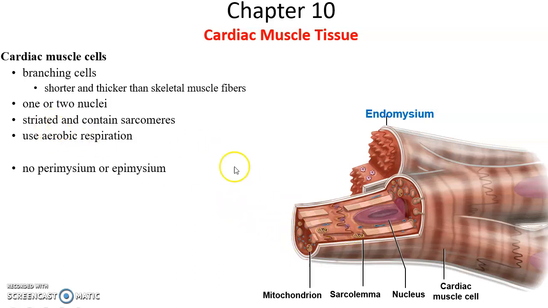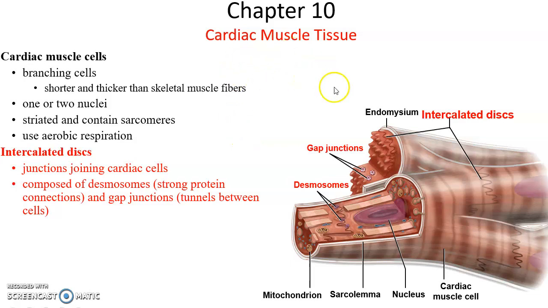So they do have the striations, they possess the myofibrils and the sarcomeres, and they use a lot of aerobic respiration. So lots and lots of mitochondria within each cardiac muscle cell. The cardiac muscle cells are wrapped around by the endomysium, but they lack epimysium and perimysium. So they only have the endomysium around each individual cell.